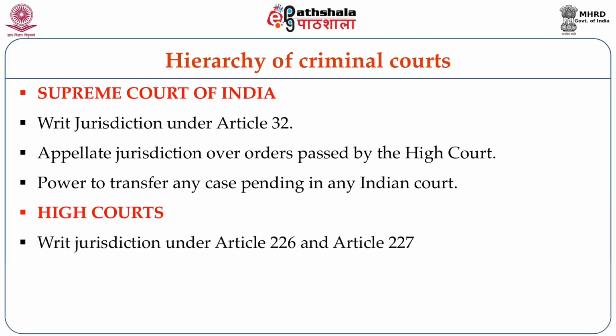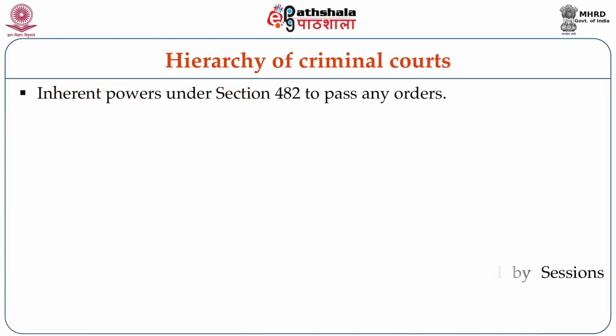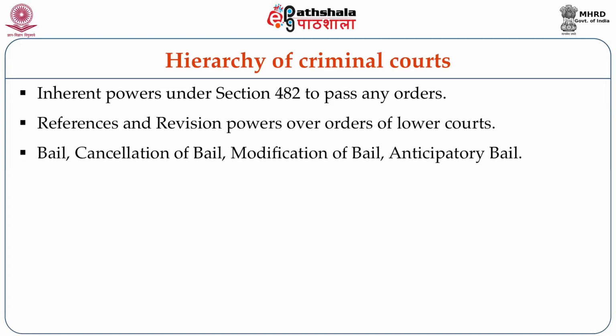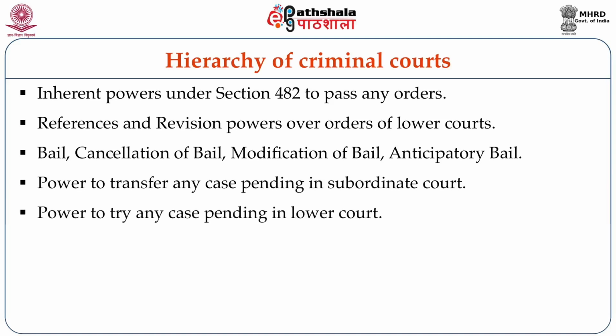Lower down in the hierarchy is the High Court. The High Court also has the power to issue writs, as we have already seen in the Constitution modules under Articles 226 and 227. It has appellate jurisdiction over sentence and appeals filed from the Sessions Court, which is next in the hierarchy. It has the power to pass any orders in the interest of justice under section 482 of the Criminal Procedure Code. Apart from that, it has the power to grant bail, cancel bail, modify bail, and give anticipatory bail. We will be looking at all this in the 3rd module in greater depth. It has the power to transfer cases from any court within its jurisdiction. As we all know, high courts are there for each state.